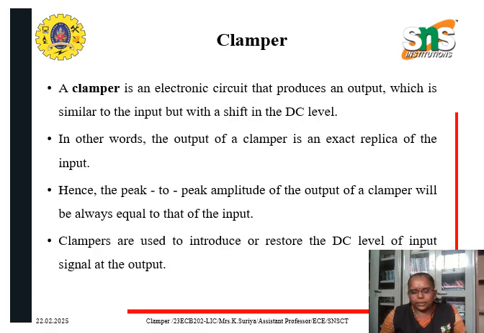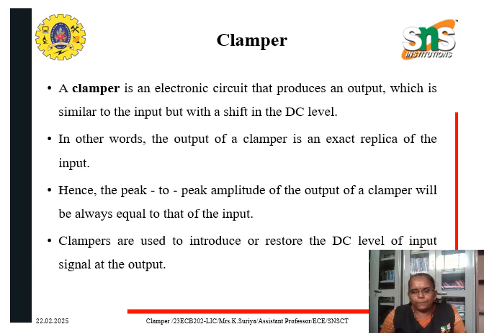A clamper is an electronic circuit which produces an output similar to the input but with a slight shift in the DC level. So the output of the clamper is an exact replica of the input, only the position of the input will get changed at the output.